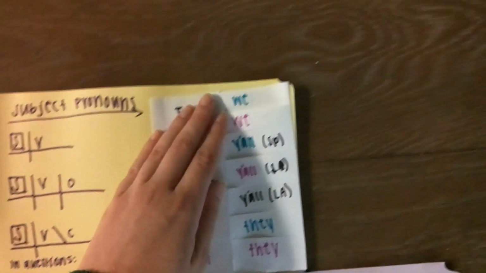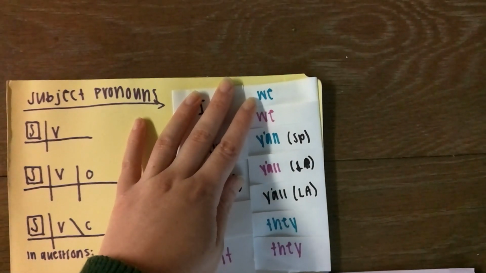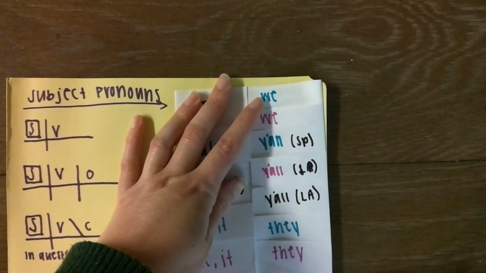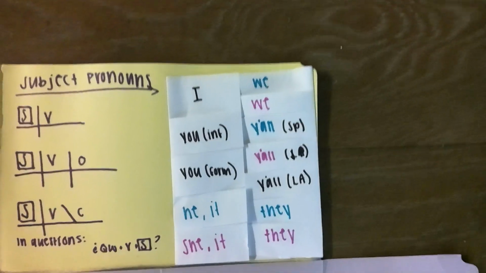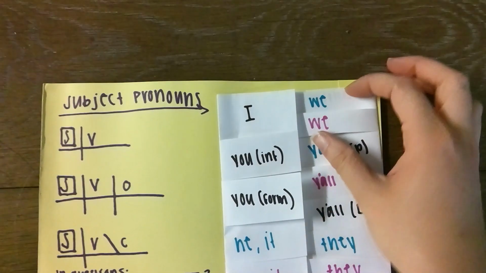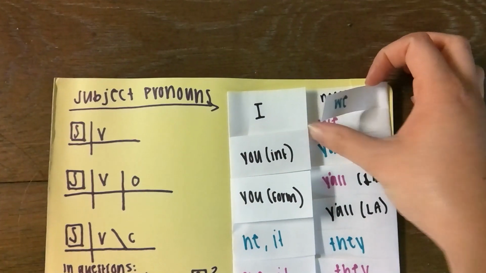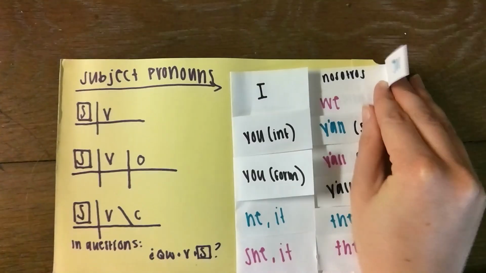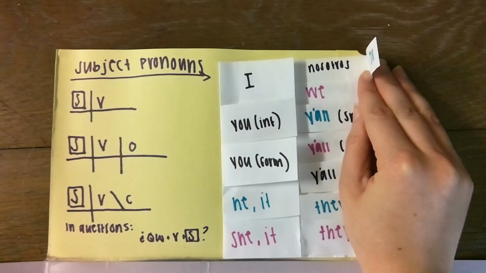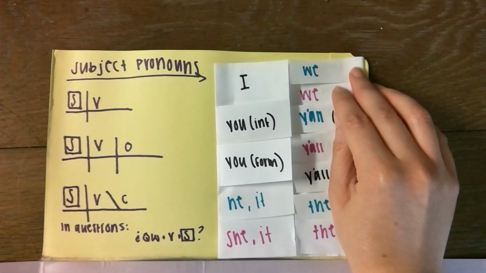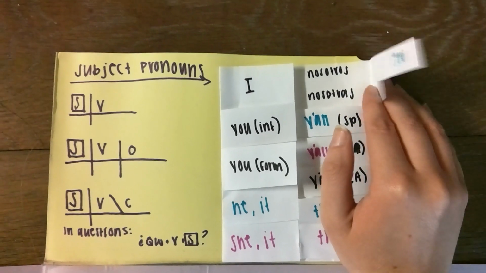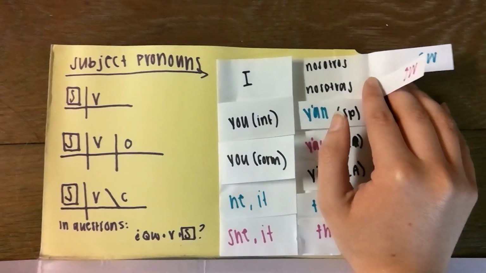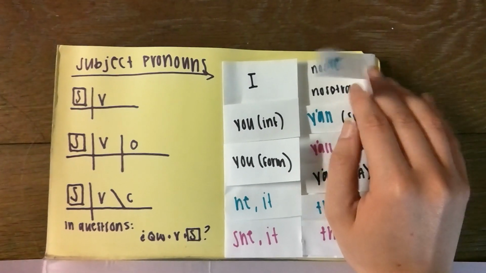Okay, going on to our other side, we've color-coded them by gender. So blue stands for male and pink for female. Under the we for male, sorry for the shakiness, hopefully you can still read it. We have nosotros for masculine, so that's when we have a group of all males or all males and females. Under the pink, we have nosotras, that's a group of all females.